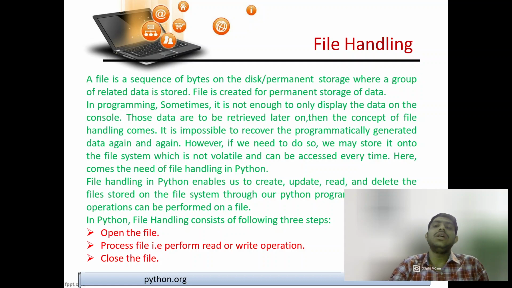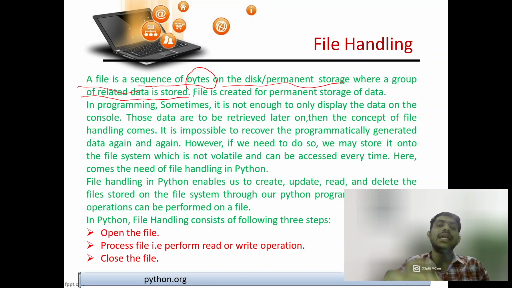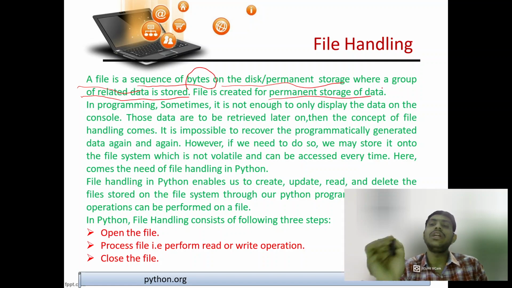So what is the definition? A file is a sequence of bytes on the disk, permanent storage, where a group of related data will be stored. Sequence of bytes means a number of characters. You write them there and the data will be stored permanently. So a file is created for the permanent storage of data, not for temporary basis.